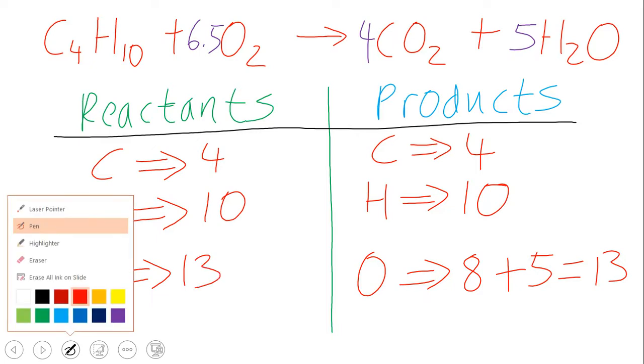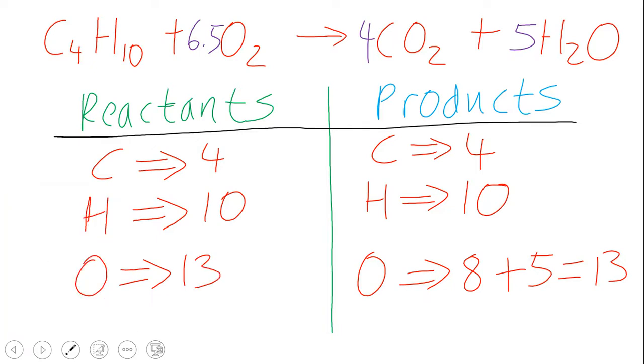And for oxygen on the product side we have 4 times 2, which is 8, plus 5 times 1, which is 5, and 8 plus 5 is 13. So we have 4, 4, 10, 10, and 13, 13. And so that means that this chemical equation is balanced.